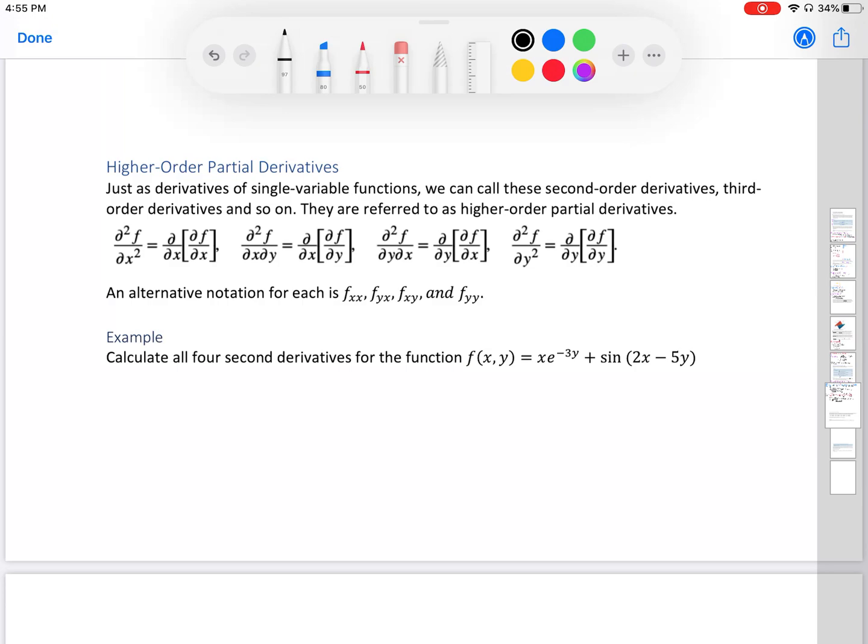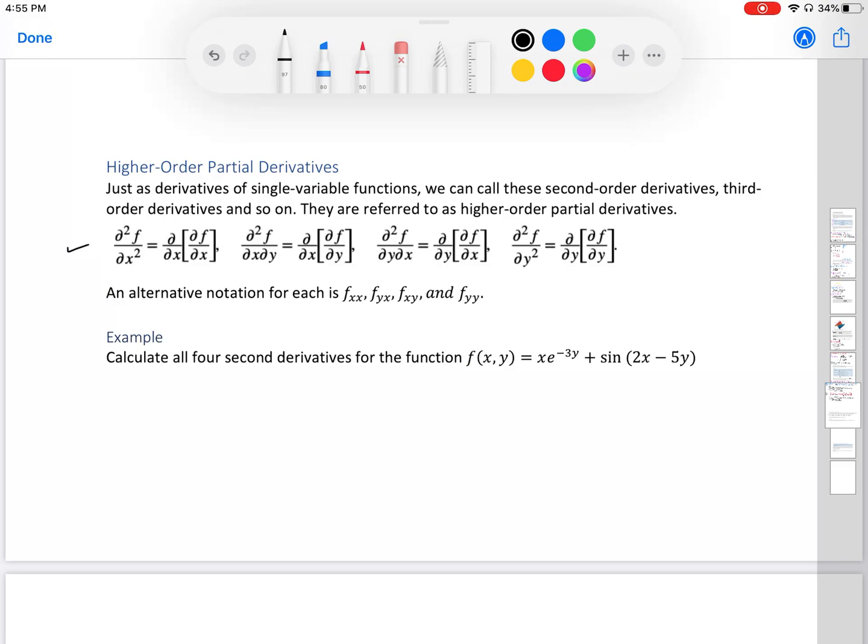Higher order partial derivatives. Just as with derivatives of single variable functions, we can calculate second order derivatives, third order derivatives, and so on. They're referred to as higher order derivatives, and we have them written right here. An alternative notation for each is f sub xx, f sub xy, f sub yx, and f sub yy.